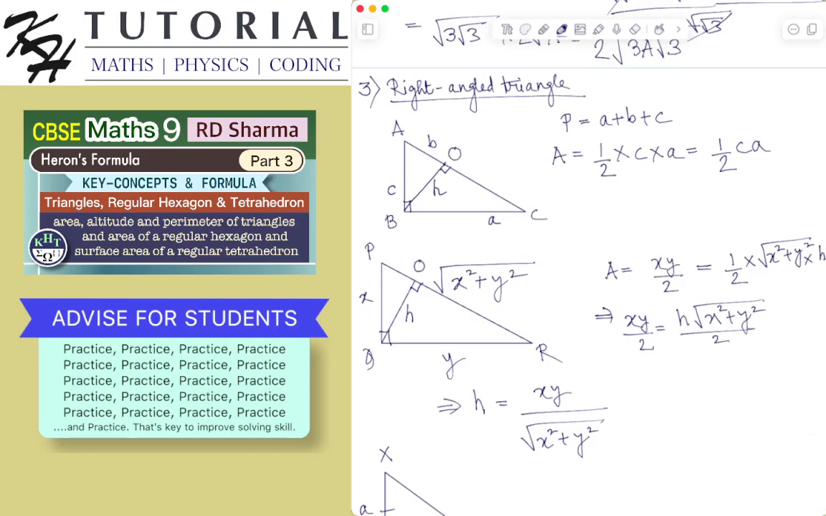In the second diagram, that is if the lengths of the two arms of a right angle triangle are given, what will be the perimeter? So perimeter will be equal to x plus y plus square root of x square plus y square.